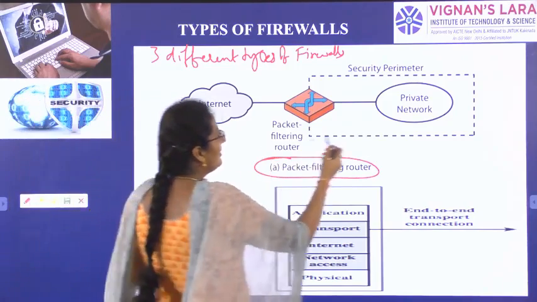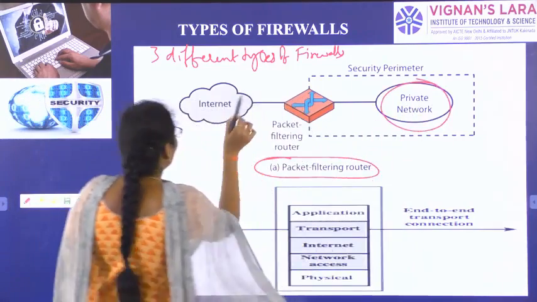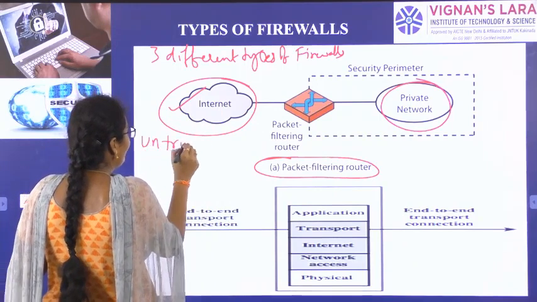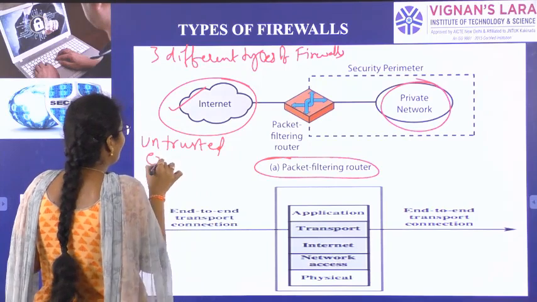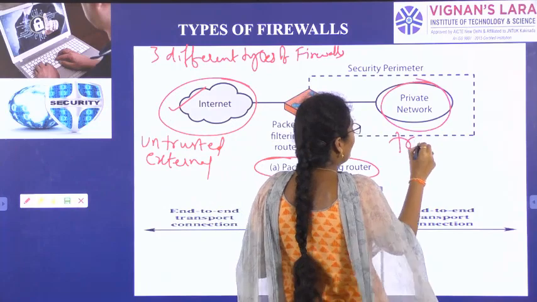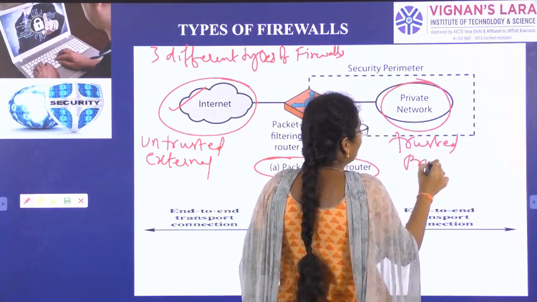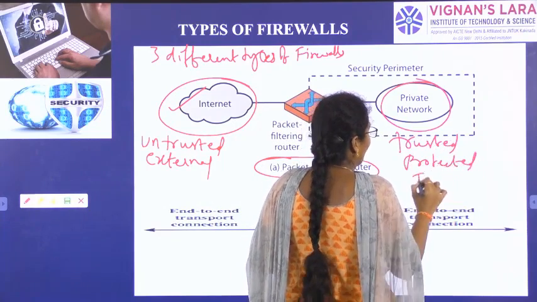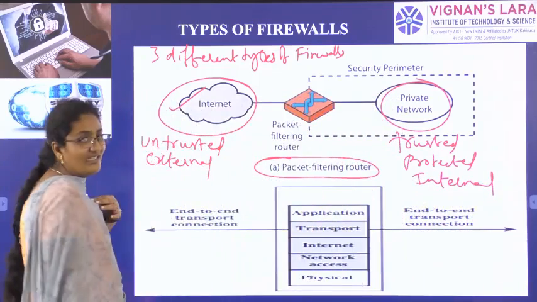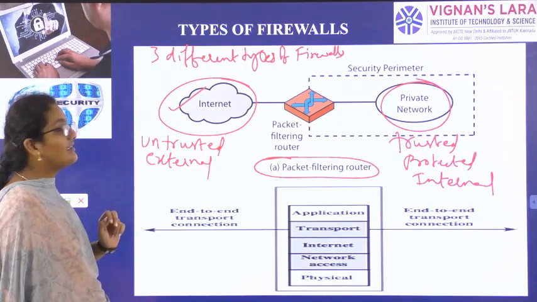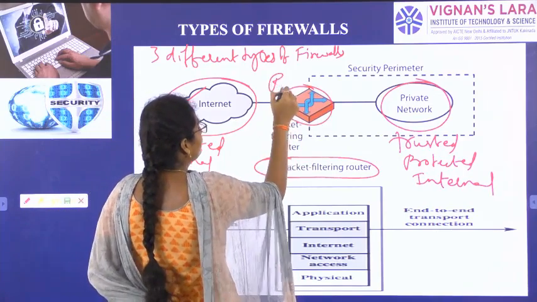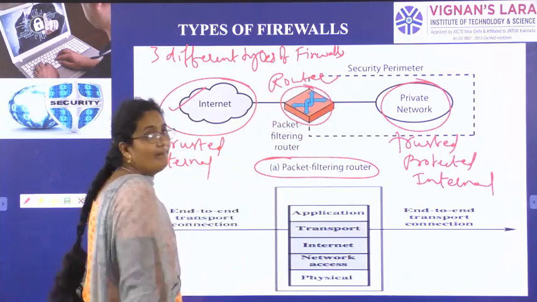So if you see here, we have the private network here, and we have the internet here. This internet is untrusted, external. This private network is trusted, protected, internal. So as I always said, a firewall can be anything. Now here we are using the firewall in the form of a router. What will this router do? This router is doing packet filtering.